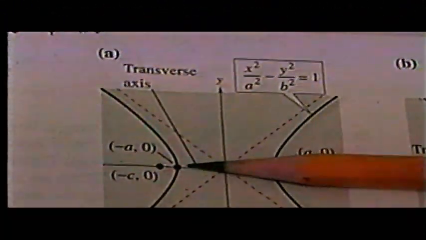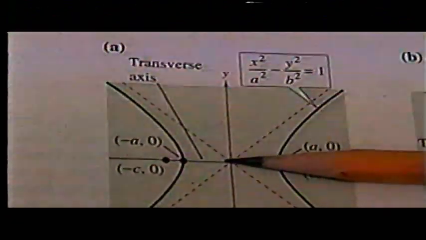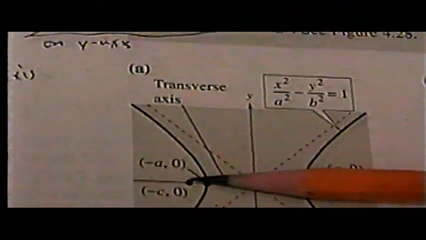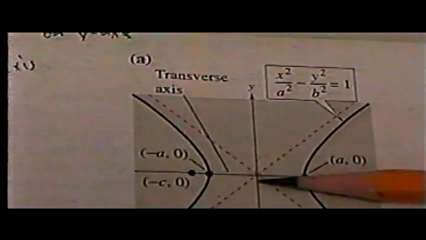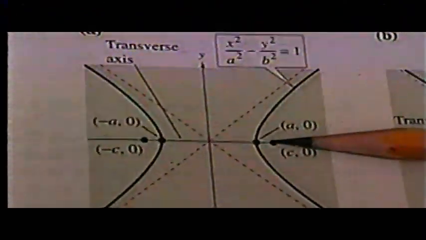And the radius would be from the center, here's the center of the graph, to the vertex. This distance here would be A. This distance here would be A. This distance from here to here would be C. And this distance from here to here would be C. So those are the things that you can see on these graphs here.